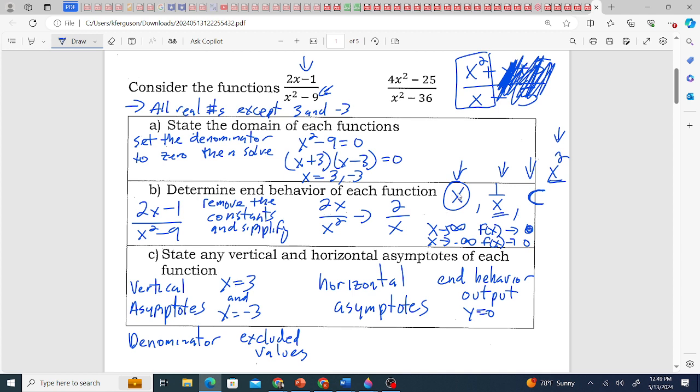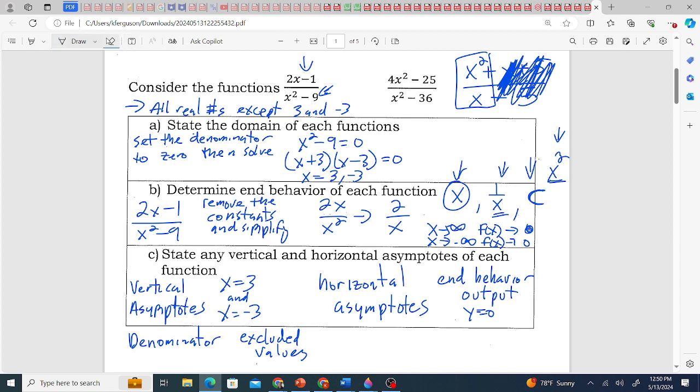But if I have something that's like x, then it doesn't have a horizontal asymptote, because it doesn't have a specific thing that it's approaching. It just approaches whatever number I'm putting in there, or it just goes on forever either way.